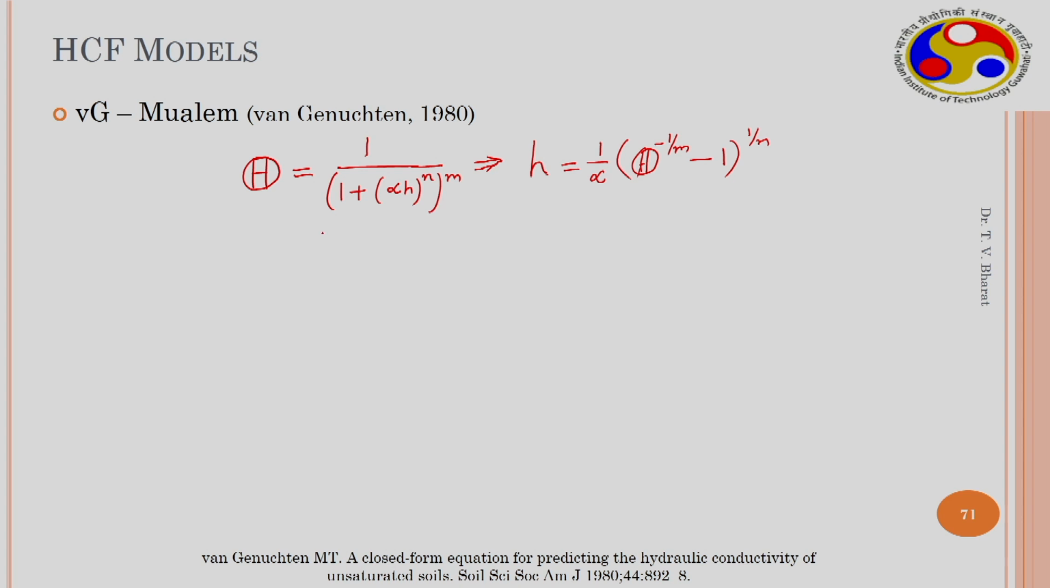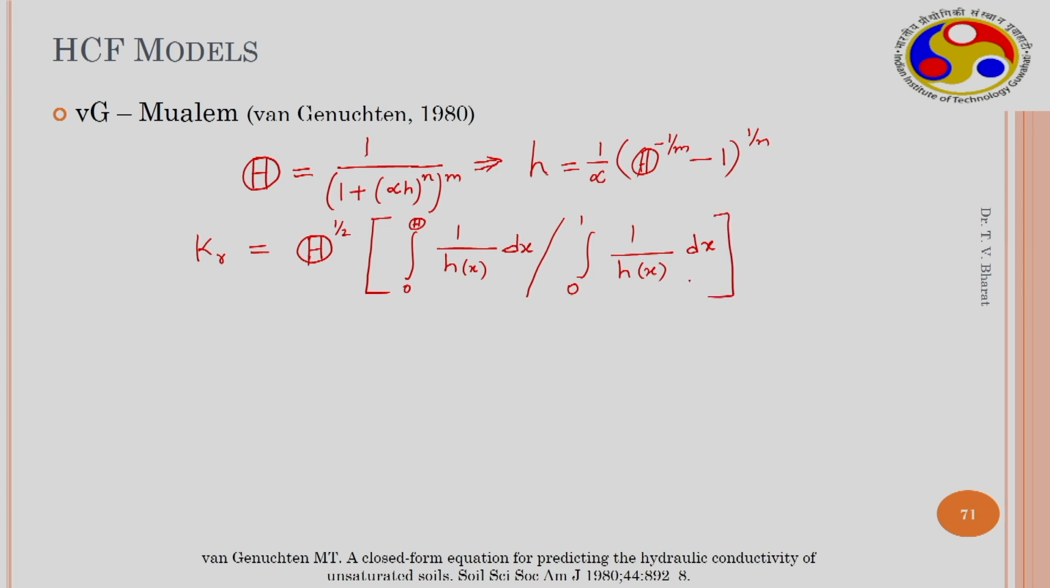Now the Mualem model is Kr, the relative hydraulic conductivity, equals big theta power half into integral 0 to theta 1 by h of x dx by integral 0 to 1 1 by h of x dx whole square. So h can be substituted here to obtain the expression for Kr.